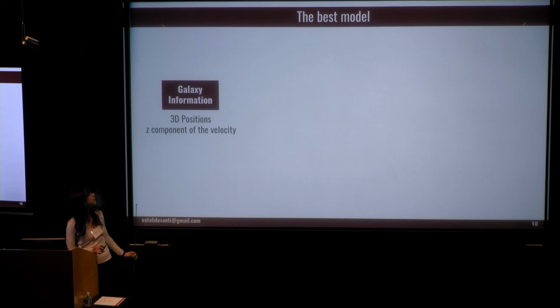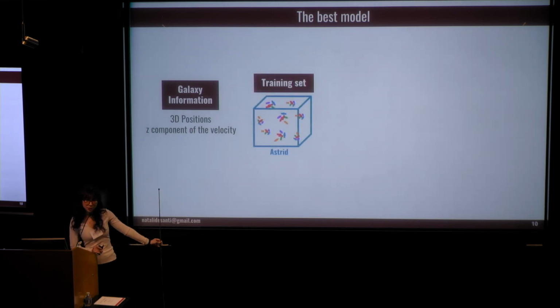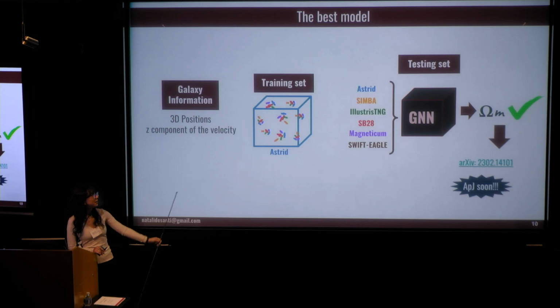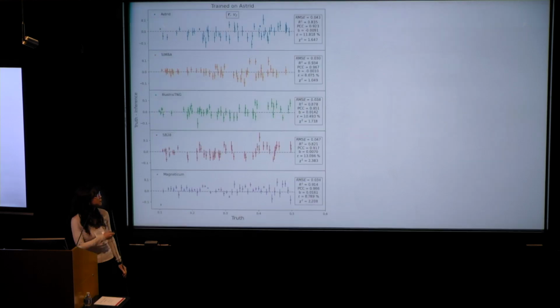for omega matter. To extract good predictions for omega matter, we are using only the galaxy 3D positions and the z component of the velocities. The training set that we are using to achieve this best model is Astrid. And then we are testing this machine learning model on these different hydrodynamical simulations. And the good news is that this works. If you want to take a look at more details about this work, you can go to arXiv, or it's going to be in ApJ soon.